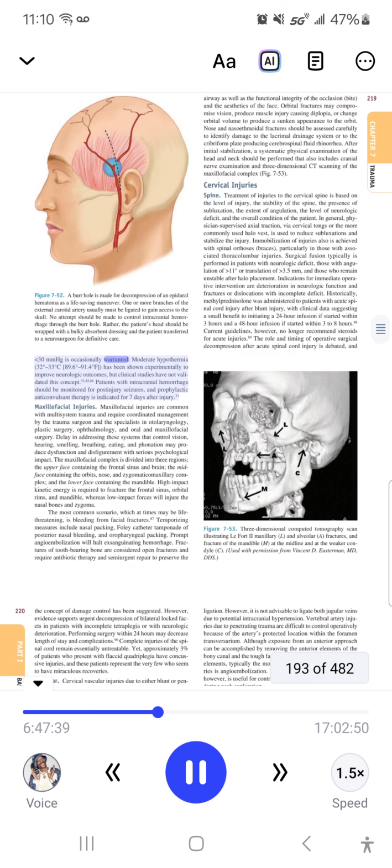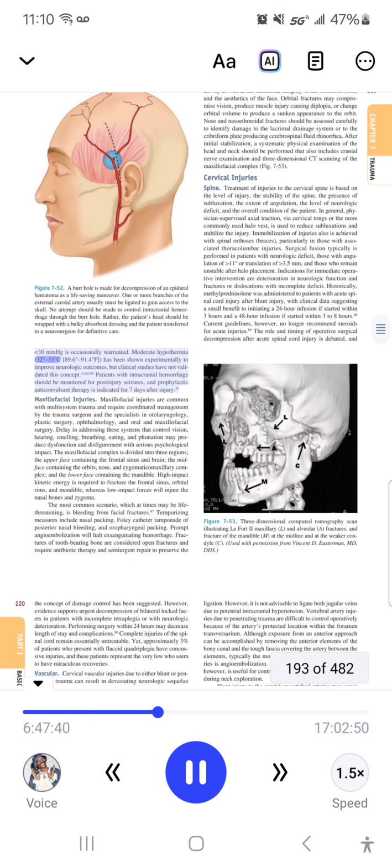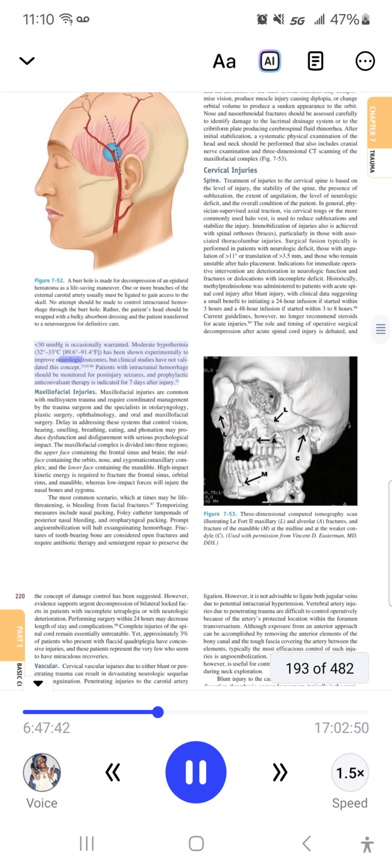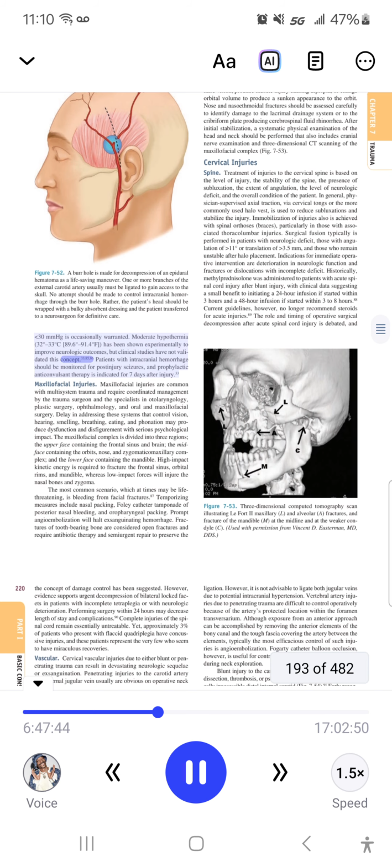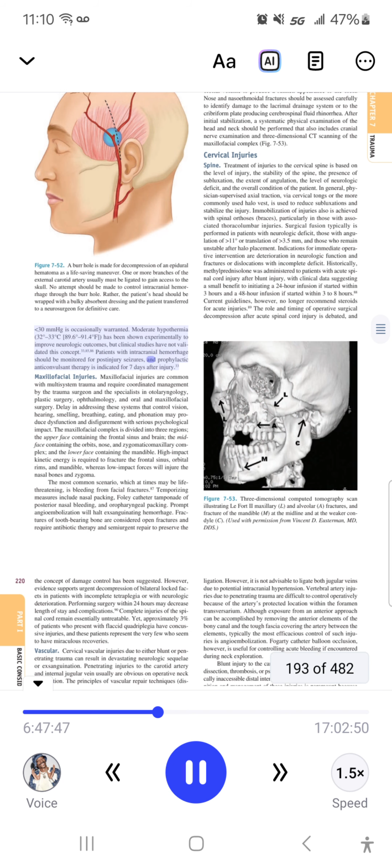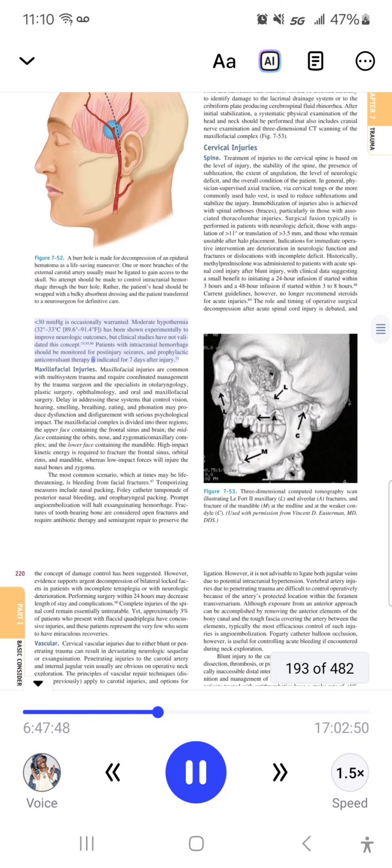mmHg is occasionally warranted. Moderate hypothermia, 32 to 33 degrees C (89.6 to 91.4 degrees F), has been shown experimentally to improve neurologic outcomes, but clinical studies have not validated this concept. Patients with intracranial hemorrhage should be monitored for post-injury seizures, and prophylactic anticonvulsant therapy is indicated for 7 days after injury.